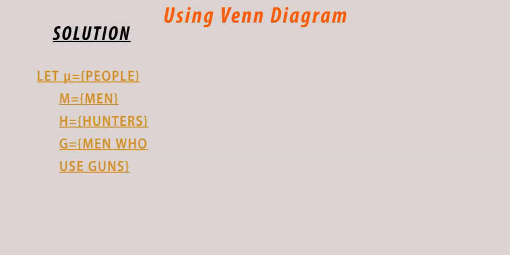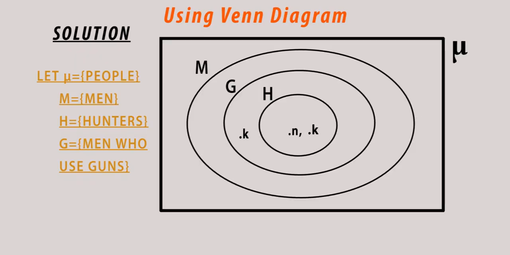In drawing a Venn diagram, we are going to use some sets to represent the various circles that will go into that Venn diagram. Let mu represent the set of people, M the set of men, H the set of hunters, and G the set of men who use guns. Now, the position of K on your Venn diagram means you are a man, you use a gun, but you are not a hunter.